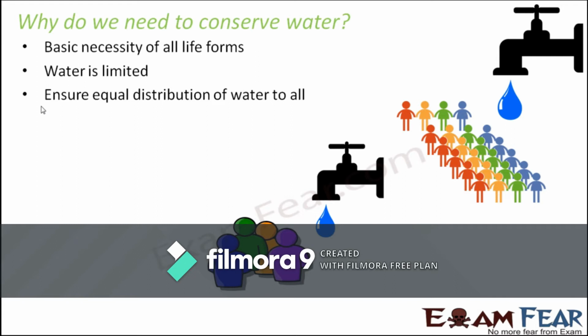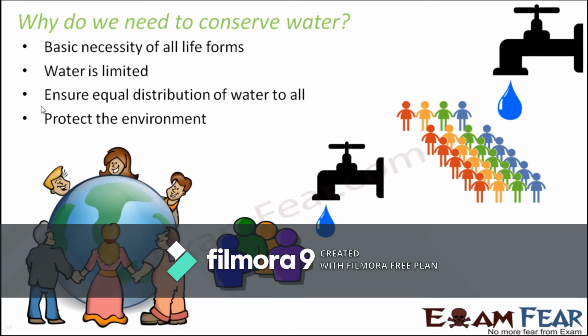Now sometimes what happens is, in certain localities, there is no water problem. There is too much water available, whereas in certain other regions, there is scarcity of water. So we end up seeing that those who get sufficient water end up wasting a lot of it. So it is very important that equal distribution of water is ensured in all the regions to all the people. So these are some of the concerns because of which it is very important that we start conserving water before it is too late.